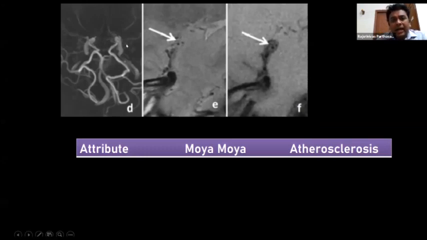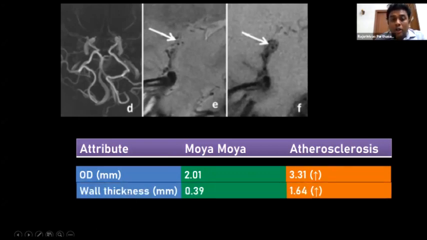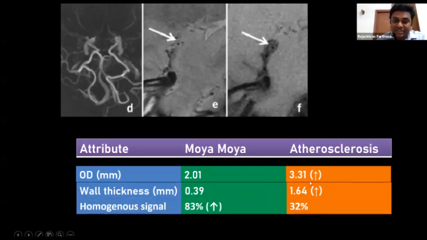This is an imaging which shows terminal ICAs are involved on both sides. You see on the T1, there is a negatively remodeled artery with luminal narrowing, and the wall thickness is relatively maintained. So the outer diameter in a moya vessel is much, much smaller. It is just 2 millimeters or so, as compared to atherosclerosis, which is significantly higher. The wall thickness does not go down, or sometimes it can go up. So usually it is a maintained wall thickness, whereas in atherosclerosis it is significantly higher and eccentric.